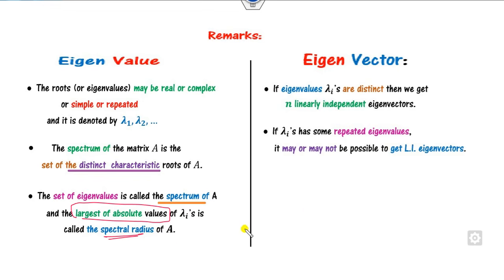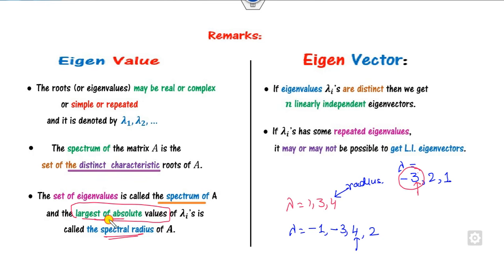Once you have the spectrum, then the largest eigenvalue in absolute terms is called the spectral radius. Like if you have 1, 3, 4, what is the largest eigenvalue in magnitude? Here, 4 is called the spectral radius. If you have the eigenvalues like minus 1, 3, 4 and 2, then again 4 is the largest eigenvalue. But if you have the eigenvalues like lambda is minus 3, 2 and 1, what is the largest eigenvalue in magnitude? That is minus 3, the largest eigenvalue in magnitude. So this is called the spectral radius.